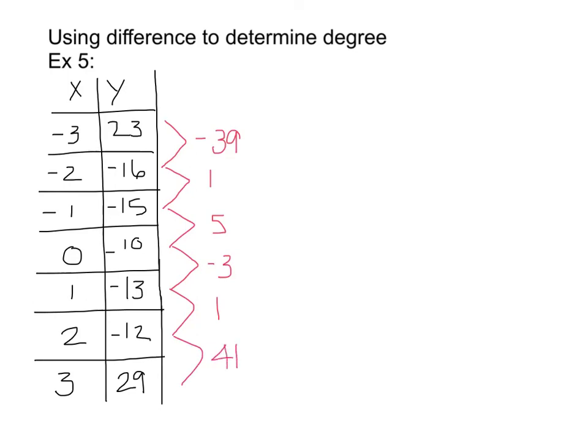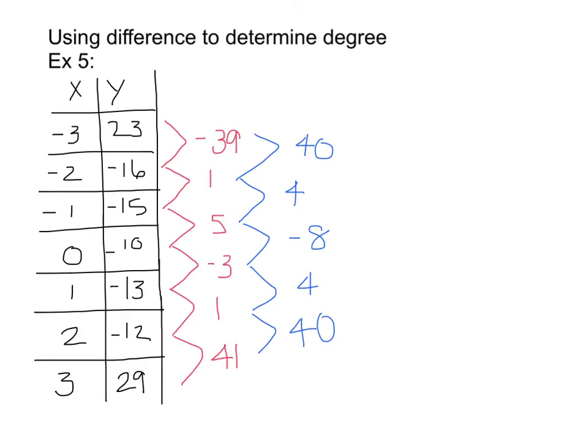Okay, since none of those numbers are the same, well, the 1 and the 1 are the same, but they are not all the same, so we have to keep going. So now we do it again. 1 minus negative 39 gives me positive 40. 5 minus 1 gives me 4. Negative 3 minus 5 gives me negative 8. 1 minus negative 3 gives me 4. And 41 minus 1 gives me 40.